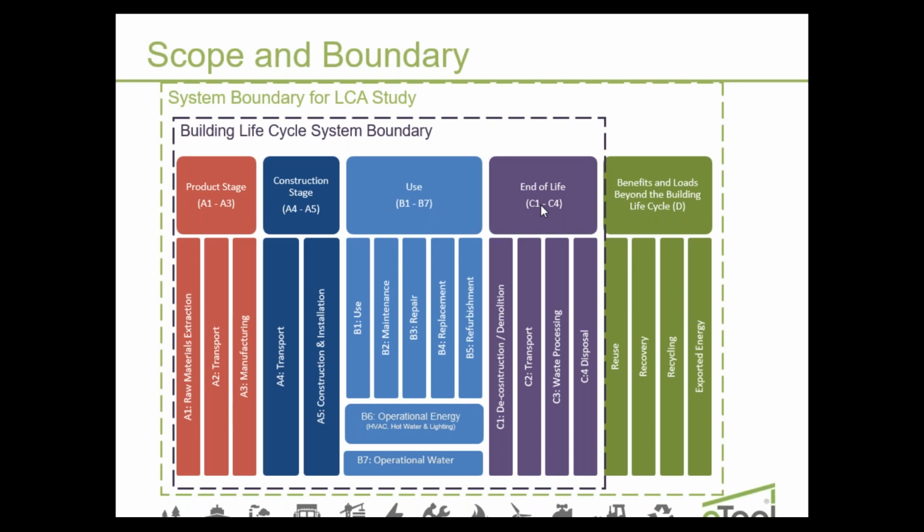And the module D is also something we can include, which means everything that goes beyond the building boundary. So reuse, recyclability of material, exported energy. For example, if you've installed an energy system that produces more energy than the building needs and consumes, then you might be able to export something through the grid.